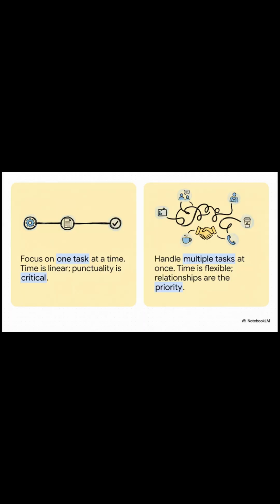Now, this slide shows two completely different ways that societies see time itself. Monochronic cultures, think North America, Northern Europe, see time as this straight line. You do one thing at a time, and being punctual is everything. But in polychronic cultures, like in Latin America or the Middle East, time is way more flexible. It's fluid. Relationships are way more important than sticking to a strict schedule. So the takeaway is pretty clear. Know which culture you're in.